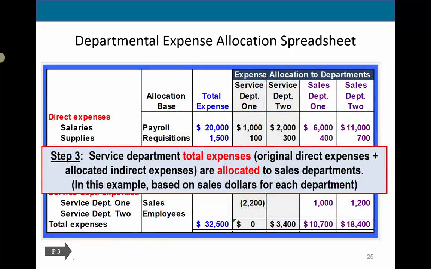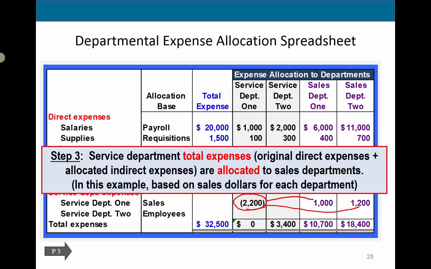Now step three, we're going to do the same allocation type thing, but we're going to allocate not indirect expenses, but the service department expenses. The service department is a cost center, so all they have is expense. We're not going to allocate revenues from service departments. We're basically going to say, in the end, how much did it cost us to run this service department? And then we're going to split that up. So here we split that up right there. So that's our split.